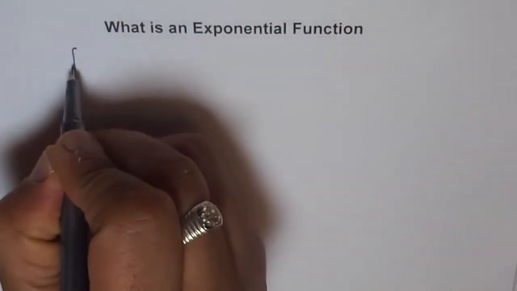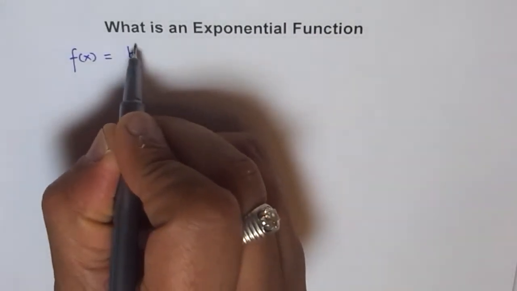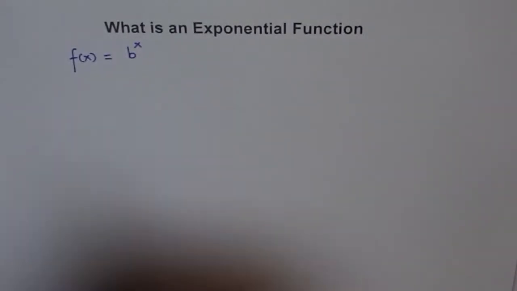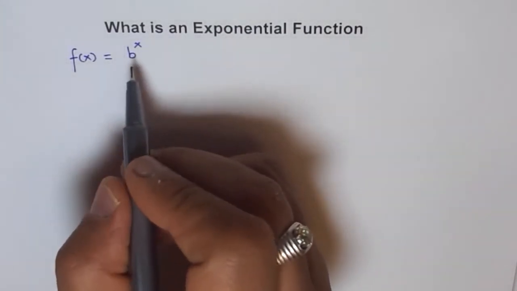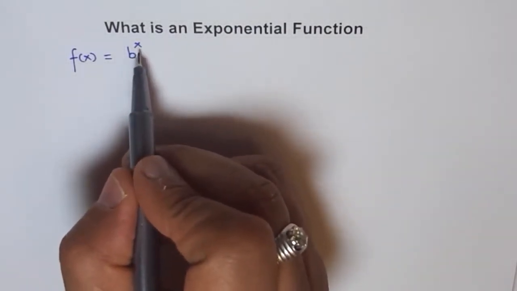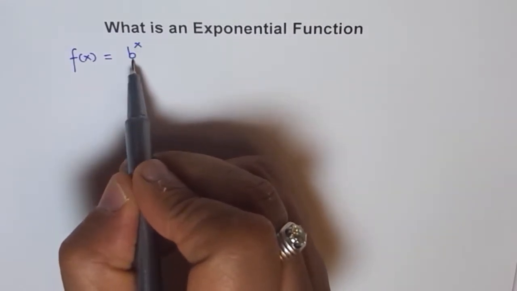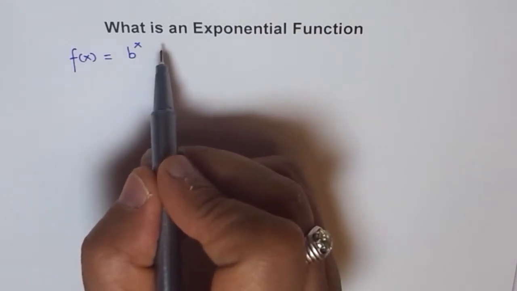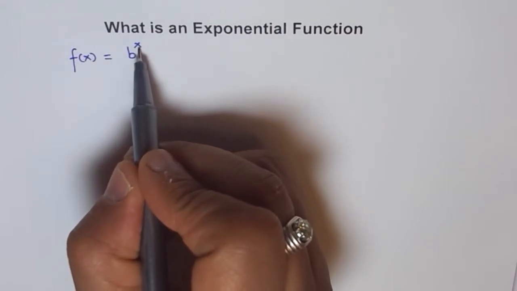A function of this form, f of x equals b to the power of x, in general, is called an exponential function. b to the power of x, where b is a number and x is the variable. Notice here that x, the variable, is in the exponent, not here. It is not 5 square, it is not x square. On the top, the exponent is a variable.